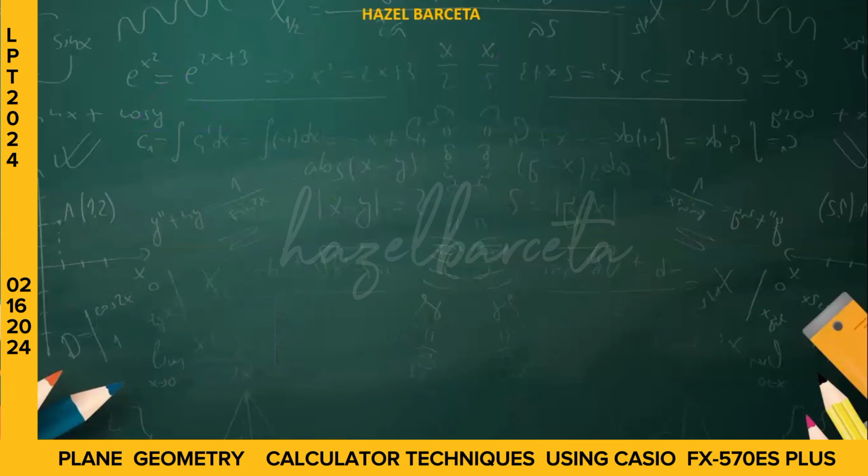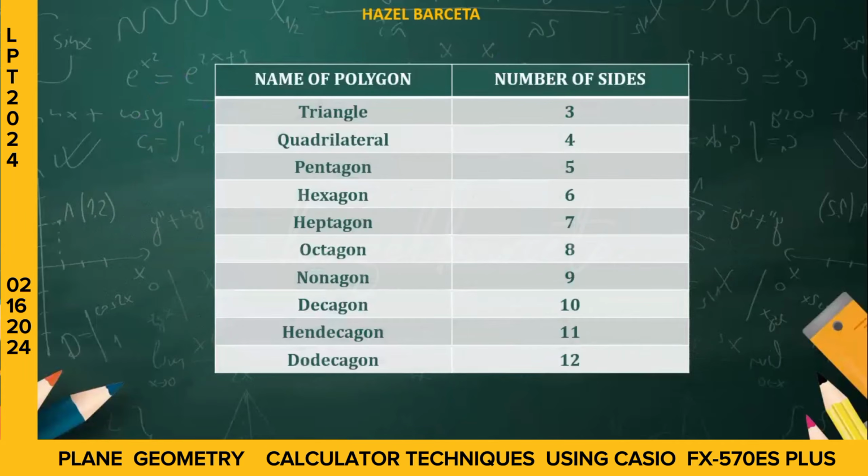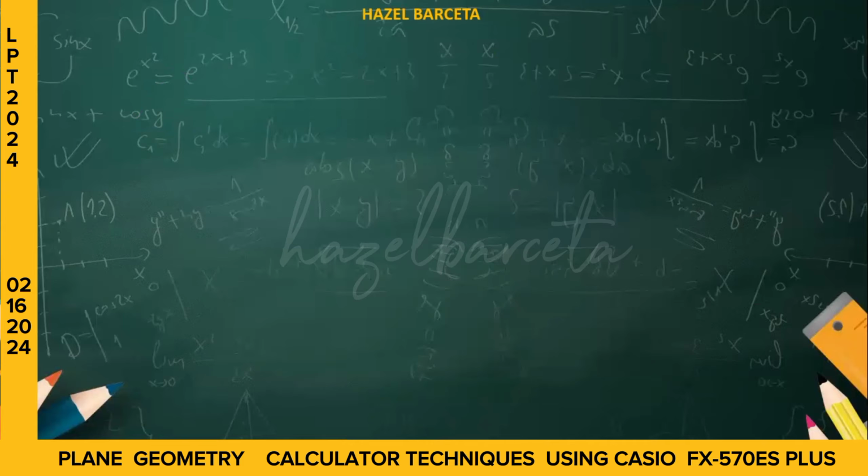Here is the table. Kasi hindi naman po natin lahat na ibigay as an example. Name of polygon, triangle, number of sides is 3, quadrilateral, 4 sides, pentagon, 5, hexagon is 6, hepta is 7, octa is 8, nona is 9, deca is 10, hendeca is 11, and dodecagon is 12. So, hanggang 12 lang po yung ating nilagay dito. Ito lang po yung mga common.